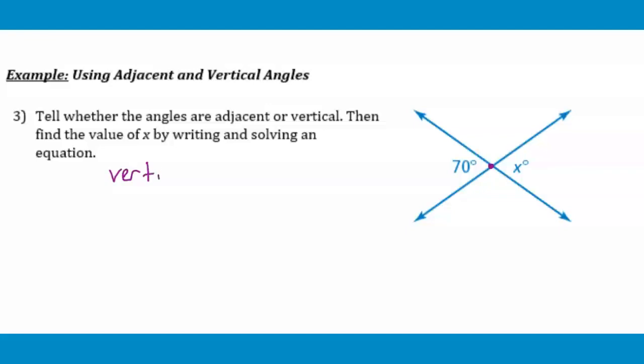We also know that vertical angles are equal to each other. The second part of this says, find the value of x by writing and solving an equation. Well, the equation would be very simple here. I know one angle equals the other, so 70 equals x. Nothing to solve there. I know that x now is 70, but that's your equation for that.